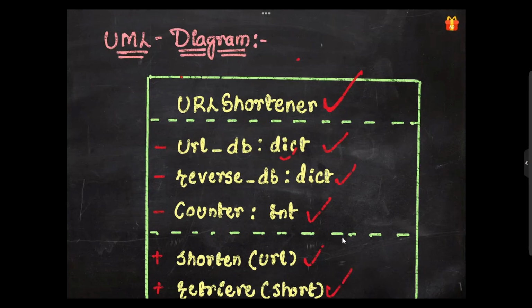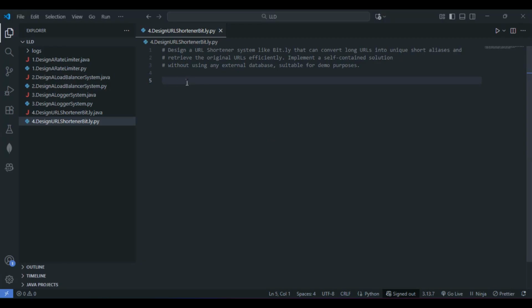Now let's start writing the code, as we have discussed the UML diagram already. First, let me go with import string. Then let me go with class URLShortener. Within the URL shortener class, I'll go with def __init__.